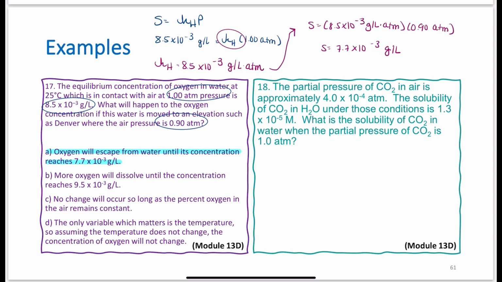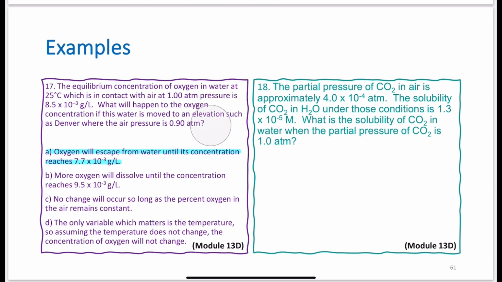What about number 18? Let's see. We're definitely going to need some space here. The partial pressure of CO2 in air is approximately 4.0 times 10 to the negative 4 atmosphere, okay? The solubility of CO2 in water under those conditions is 1.3 times 10 to the negative 5, okay? What is the solubility of CO2 in water when the partial pressure of CO2 is 1? I have no idea. Let's figure it out.